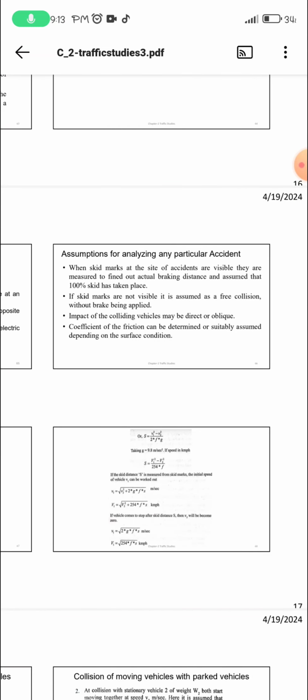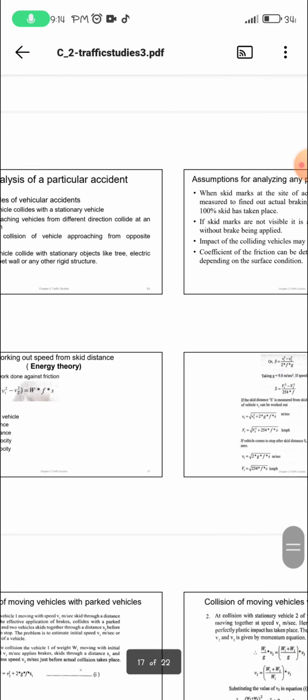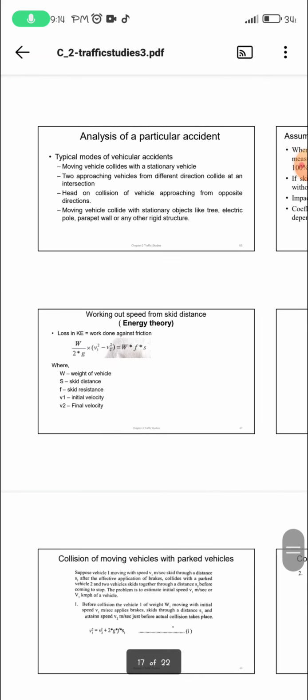Assumptions for analyzing any particular accident. When skid marks at the site of accidents are visible, they are measured to find out the actual braking distance, and it is assumed that 100% skid has taken place. If skid marks are not visible, it is assumed to be a free collision without brakes being applied. Impact of the colliding vehicles may be direct or oblique. Coefficient of friction can be determined or suitably assumed depending upon the surface condition.